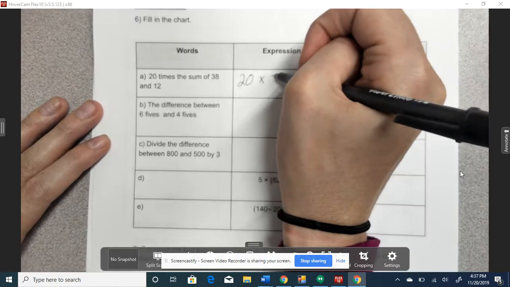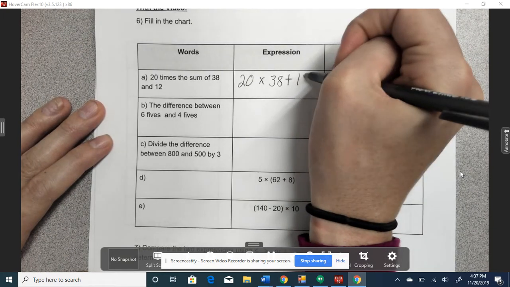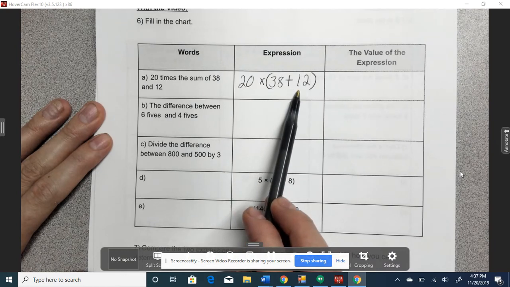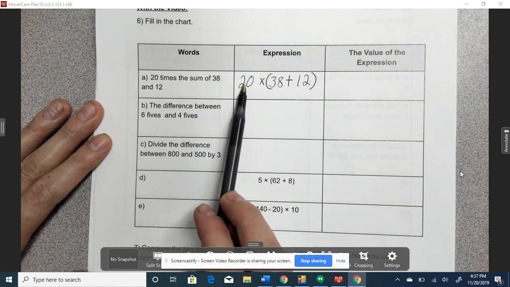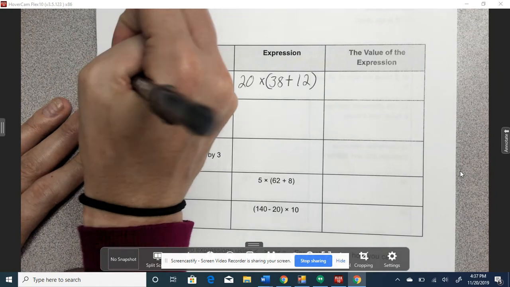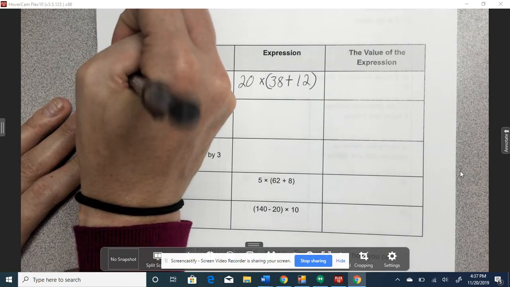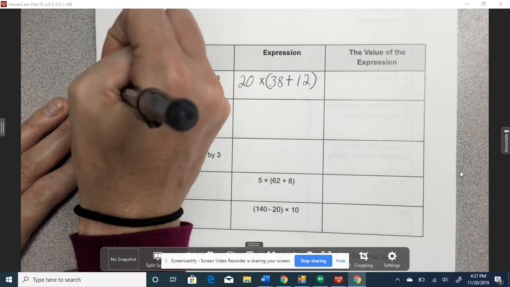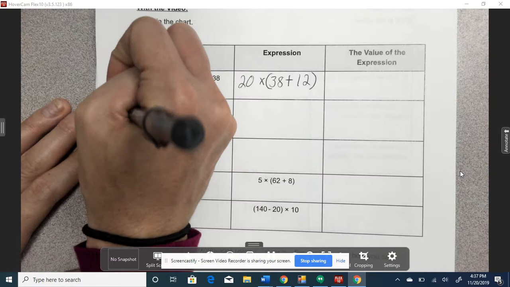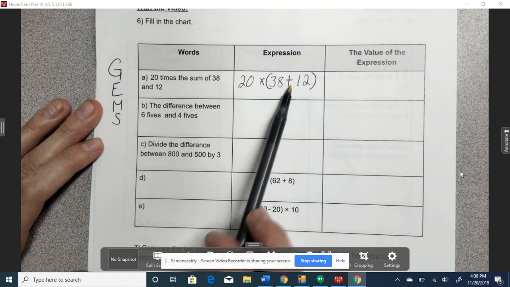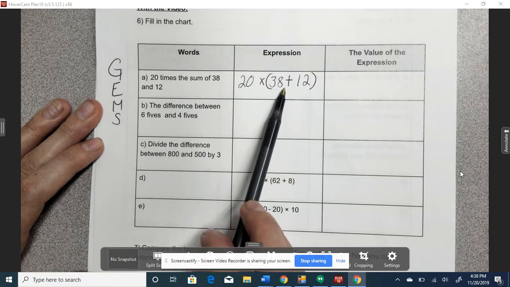So I'm actually going to put these in parentheses, meaning I'm going to solve this portion first, get my answer, and then multiply it by 20. I know this because GEMS helps me remember. G in GEMS stands for grouping symbols, which is like parentheses. E is for exponents. M is for multiplication and division. Then S is for subtraction and addition. But since my addition is inside those grouping symbols, I'm going to do that first.